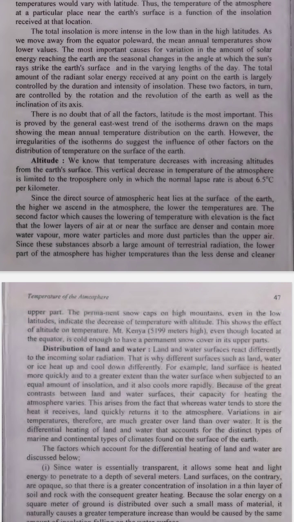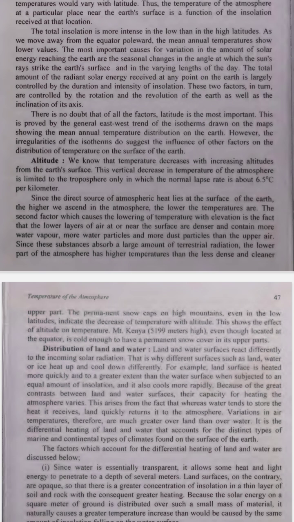Examples to understand altitude and temperature. Mountain snowcaps. Even in warm regions near the equator, like Mount Kenya in Africa, the tops of tall mountains are cold enough to have permanent snow. Mount Kenya is about 5,199 meters, 17,057 feet high. Despite being near the equator, which usually means warm temperatures, the altitude is so high that temperatures drop enough for snow to remain year-round.